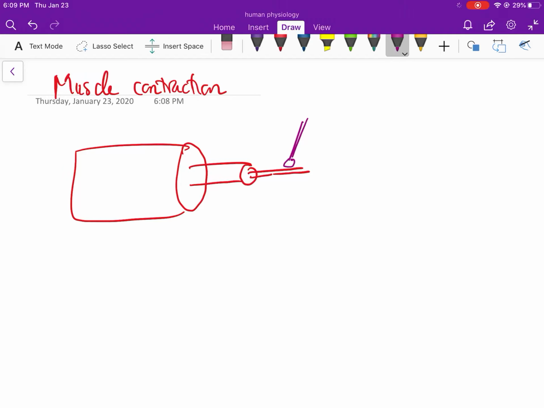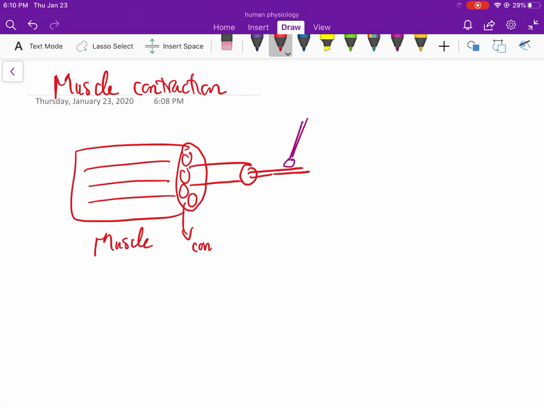So today we will talk about muscle contraction. In muscle contraction, first we want to look at the anatomy of the muscle. This will be our muscle. In a muscle, we have these mini tubes that are connected by connective tissue, and these tubes are called fascicles.